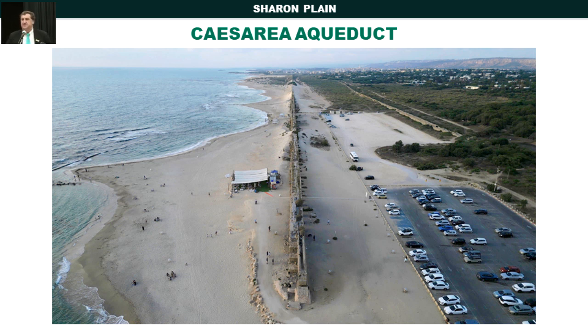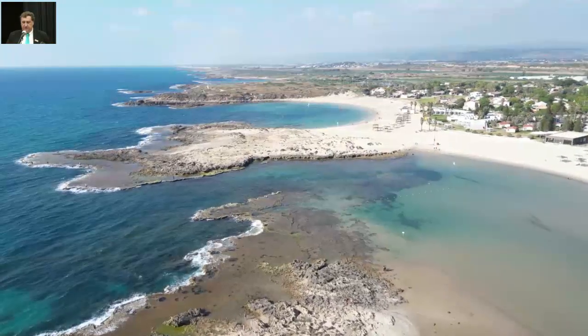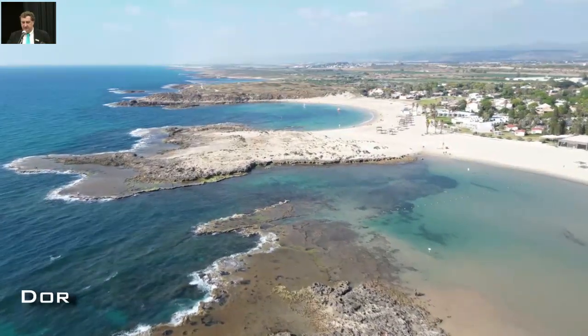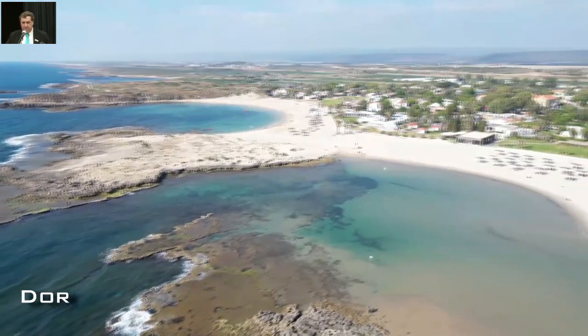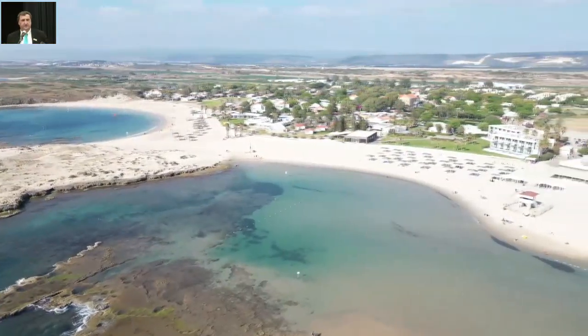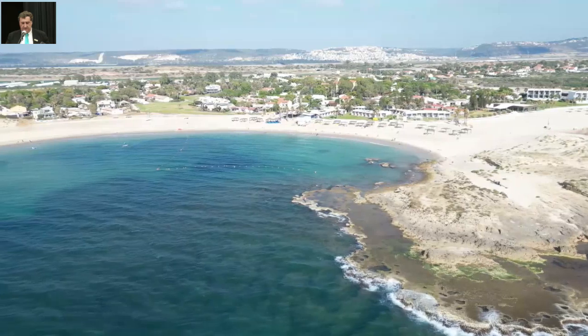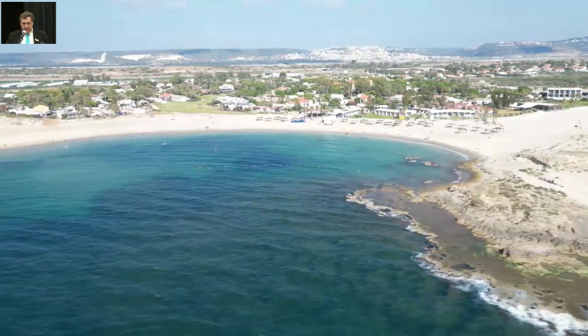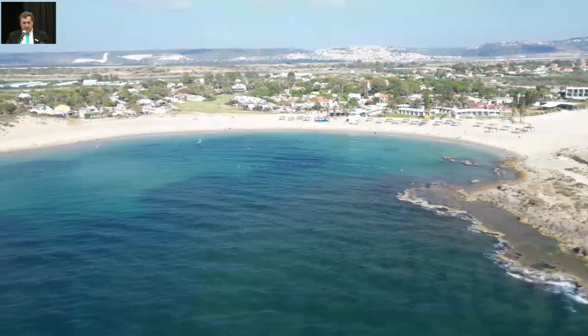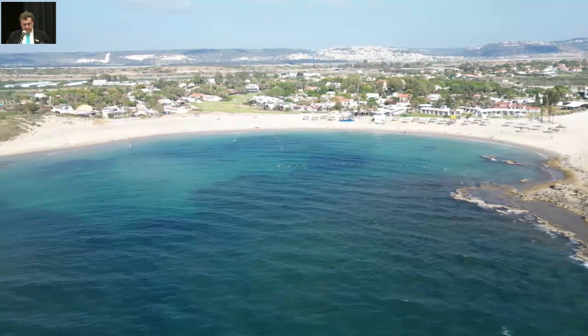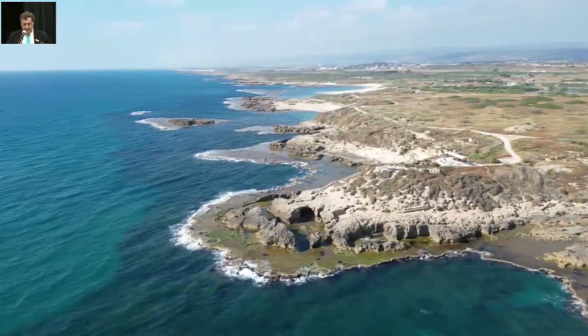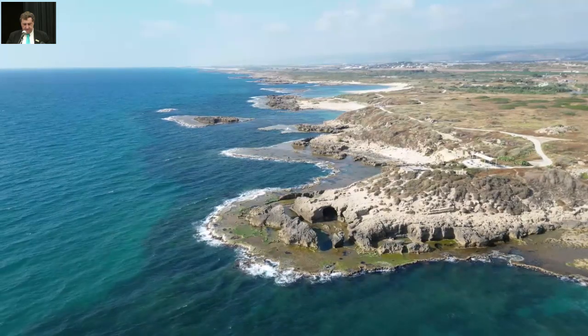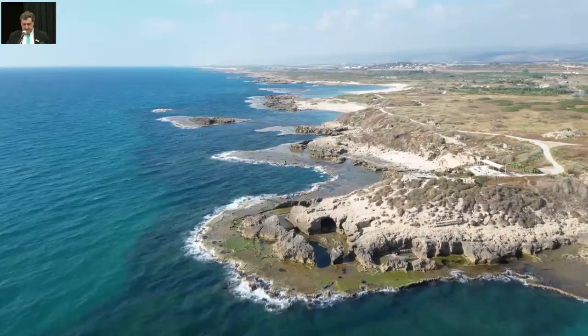Now, just north of Caesarea is the impressive aqueduct that brought water into the city that was built by Herod the Great. Now, another 20 kilometres further north of Caesarea is the location of Dor. Now, Haifa is about another 30 kilometres on from Dor, further north. And we're looking here at the beautiful beaches to the south of the Tel. And here we're looking at the ancient Tel itself, just on that headland.